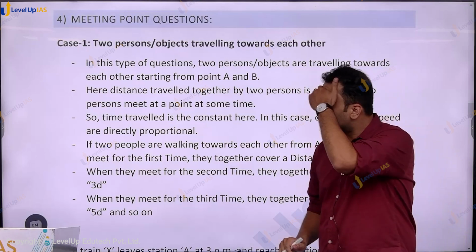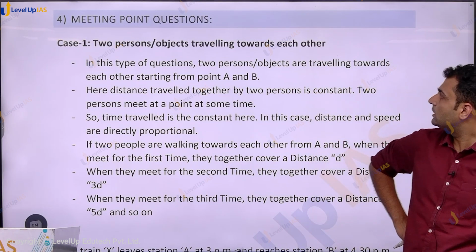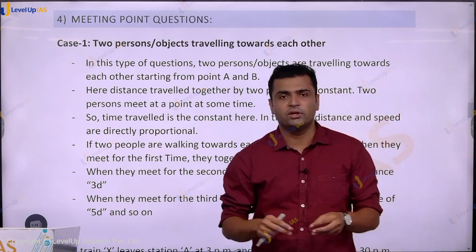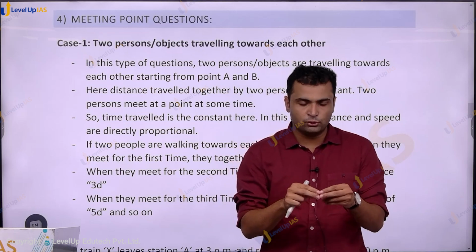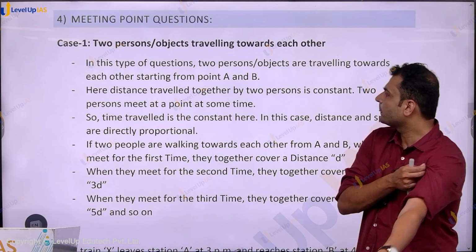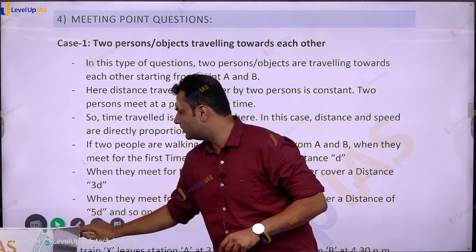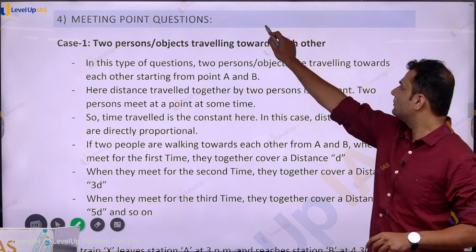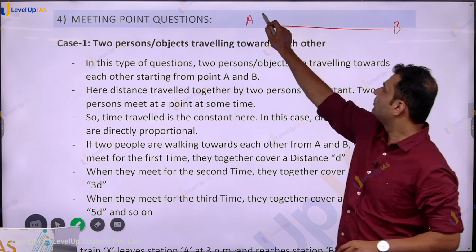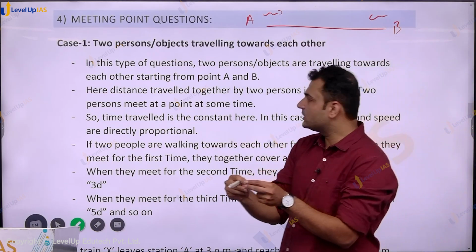Fine. Next is meeting time question. When two persons or objects are traveling towards each other. In this type of questions, two persons or objects are traveling towards or away. Meaning two persons start together and they travel away from each other, or they may travel towards each other. And starting from point A and B. In this question, here we have point A, here we have point B. One person is starting from here, another person is starting from here. So they will meet after some time.